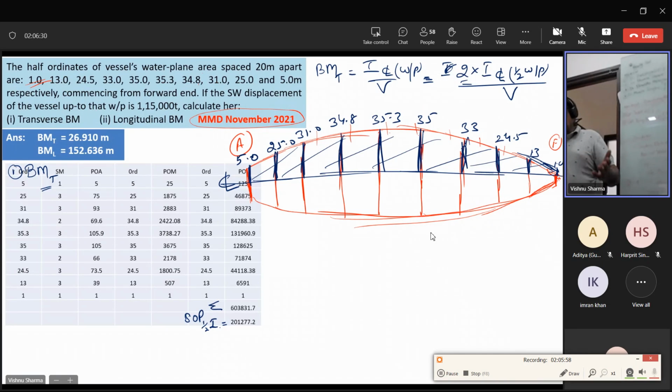If I give you a breadth of 30 meters, what will be the half breadth? 15 meters. Yes, sir, correct.